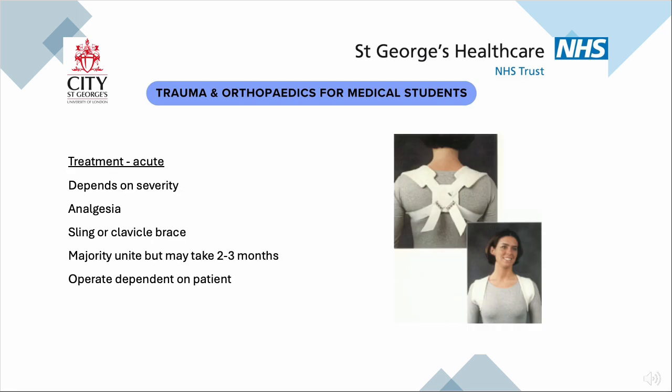The treatment of acute injuries really depends on the severity, so how displaced it is, how much pain the patient's in, and what other nursing needs they might have. In the first instance you give analgesia, and then a sling or a clavicle brace can be applied. The majority of clavicle fractures will unite, but it may take 2 or 3 months.